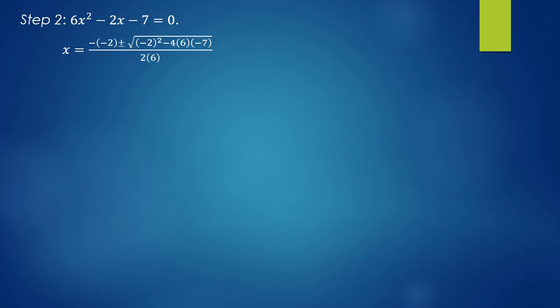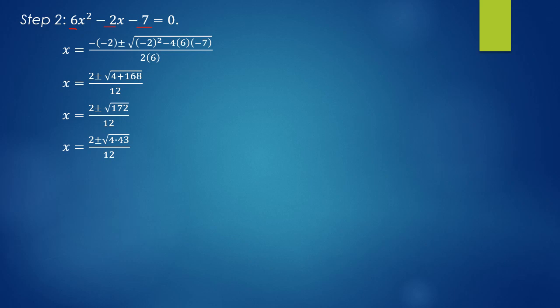So please remember your quadratic formula: negative b plus or minus square root of b squared minus 4ac, all over 2a. So our b is negative 2, our a is 6, and our c is negative 7. So we have negative of negative 2 plus or minus the square root of negative 2 squared minus 4 times a, which is 6, times c, which is negative 7, all over 2a again, which is 6. So first we square negative 2, that will be positive 4, and then multiply 4, 6, and negative 7, and then that's minus, so we get positive 168. Add them both, we get 172.